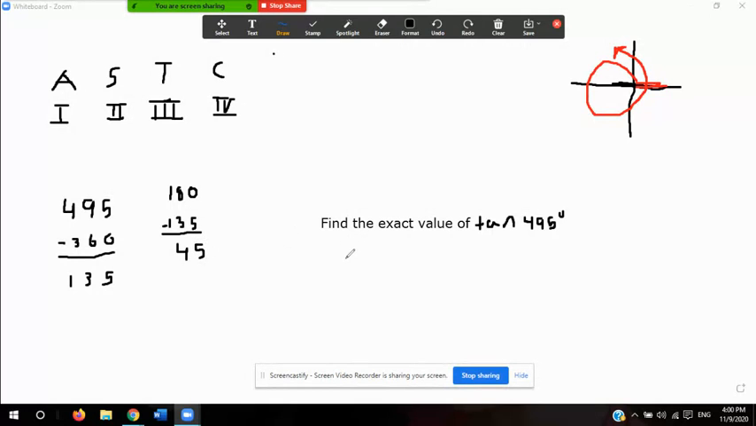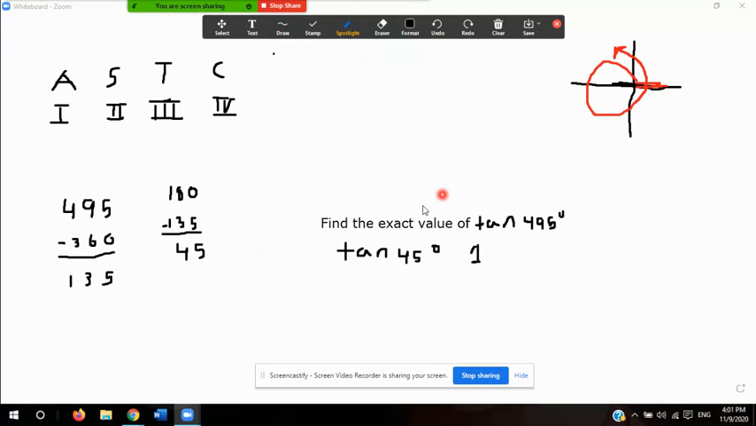So the first thing I'm going to do is look for the tangent of 45. Again, we already studied this, but while you memorize them, you can make reference to them in your textbook. So the tangent of 45 degrees is actually 1. But what I want to know is whether the tangent of 495 degrees is positive 1 or negative 1. However, I need to look at my reference angle.